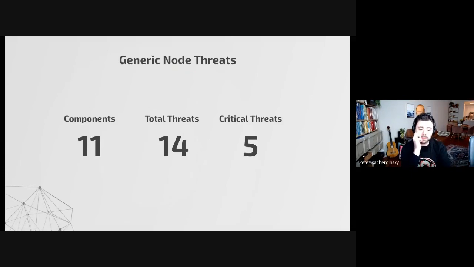So overall in the threat model, we already went through the 11 components I showed you a few slides ago. The total number of threats that I identified were 14, and the total number of critical threats for a generic node is 5. So again, depending on how your ecosystem looks, if you're running a larger set of nodes and you have dockerized images and all that, your threat model will continue growing. This is just to get you started somewhere and provide you a foundation.